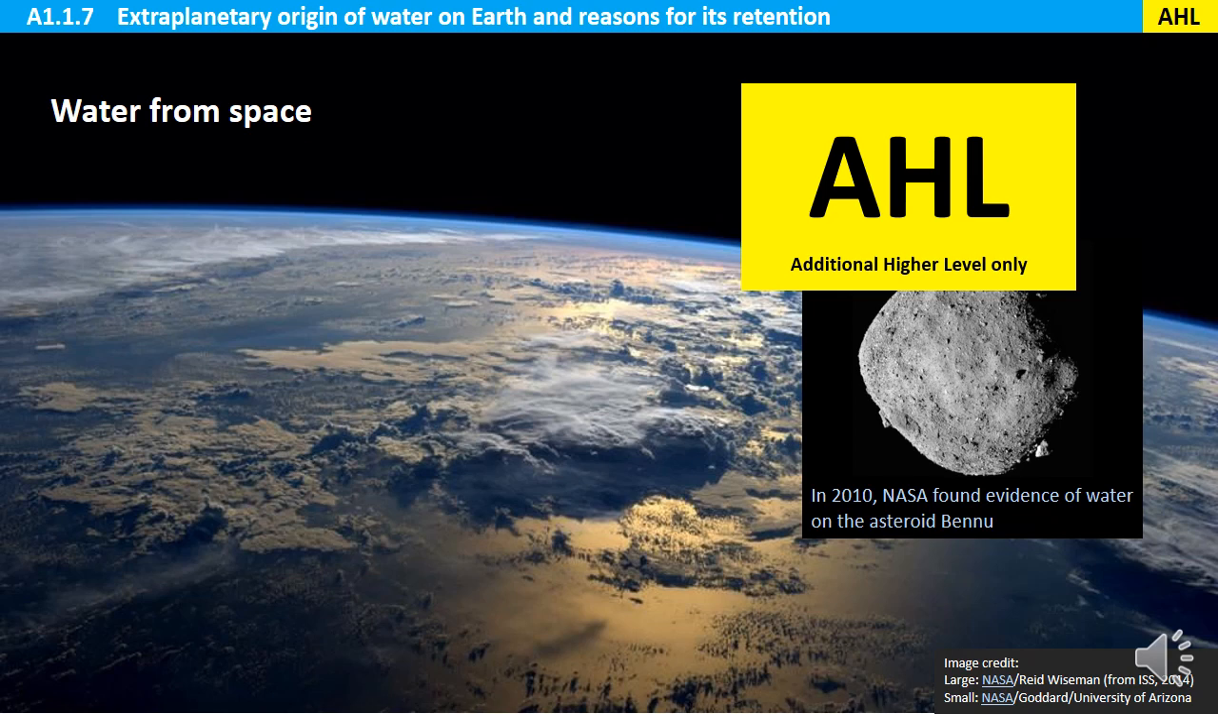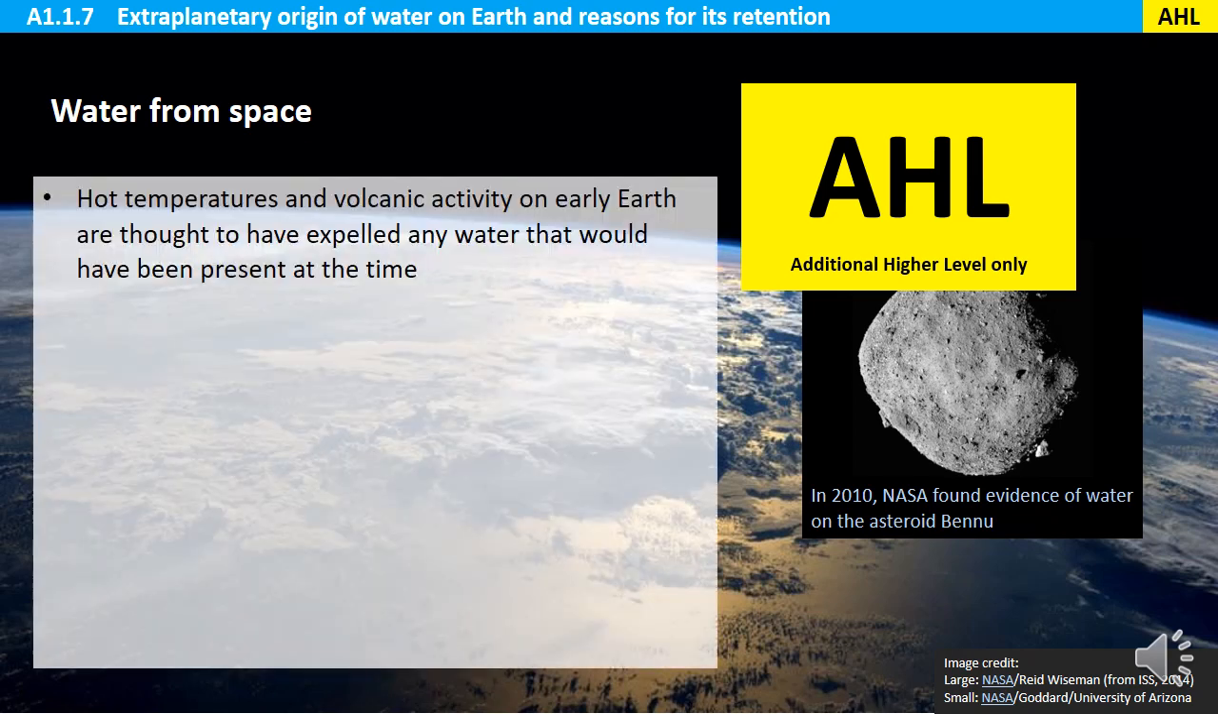Extraplanetary origin of water on Earth and reasons for its retention. Now we are moving into additional higher level territory. Water from space. Hot temperatures and volcanic activity on early Earth are thought to have expelled any water that would have been present at the time.